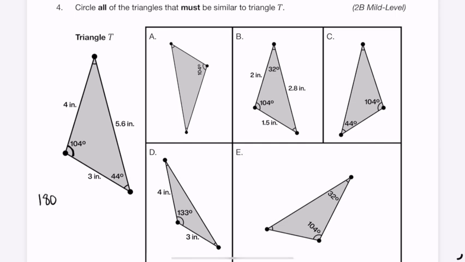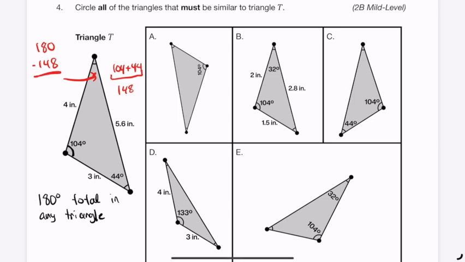So again, 180 degrees total in any triangle. So to figure out this angle, I'm going to do 180 degrees minus 104 degrees minus 44 degrees. It's not really the right way to write it out. I'll do 104 plus 44 first, and that's 148. And then I'll subtract it from there, and we're going to get 32 degrees. So now I know that.